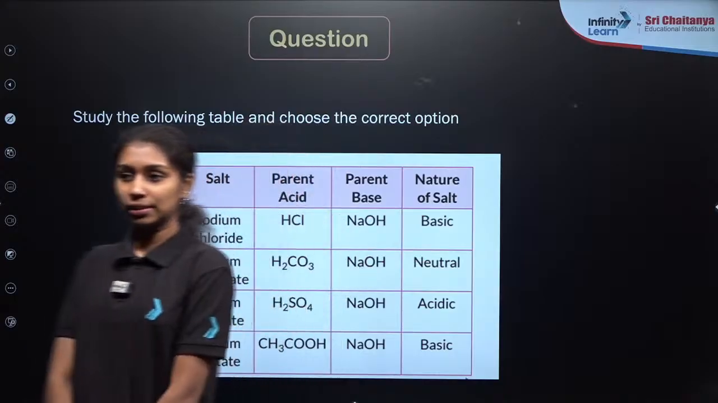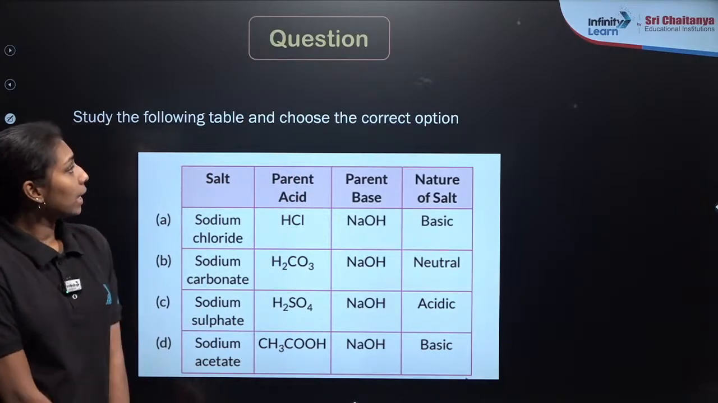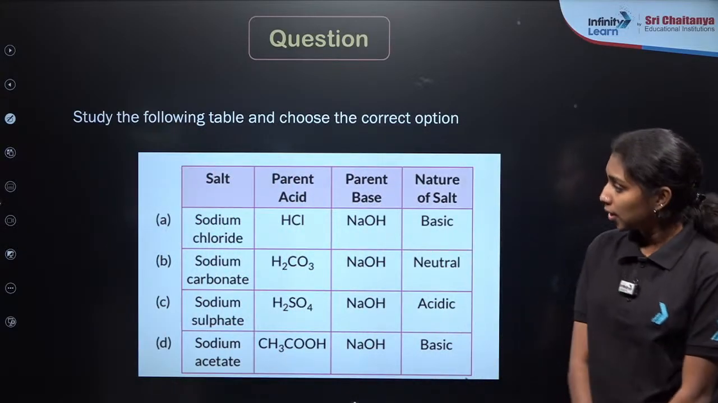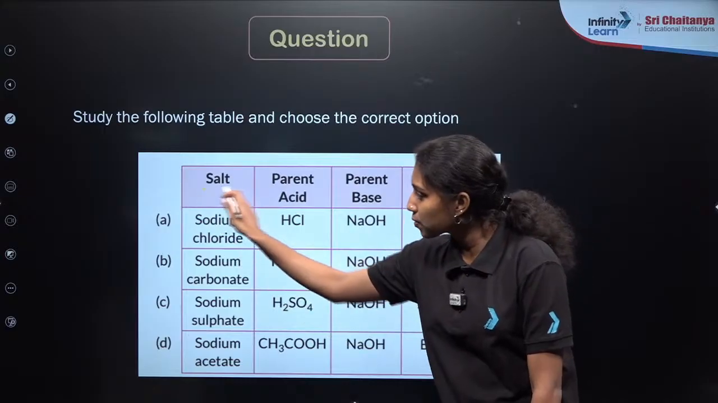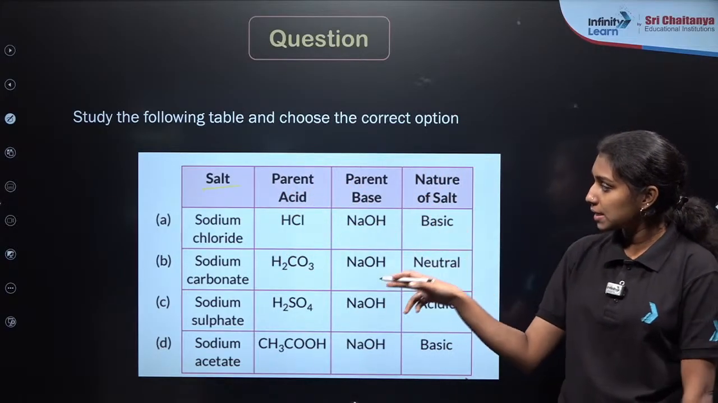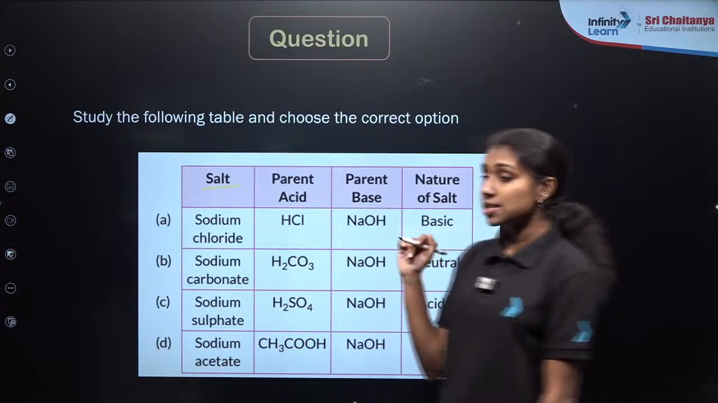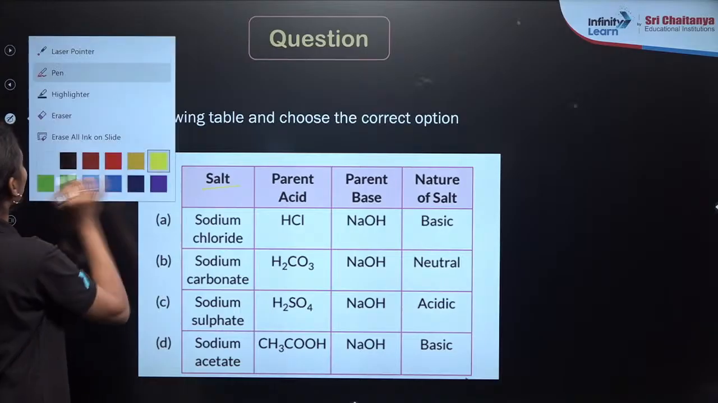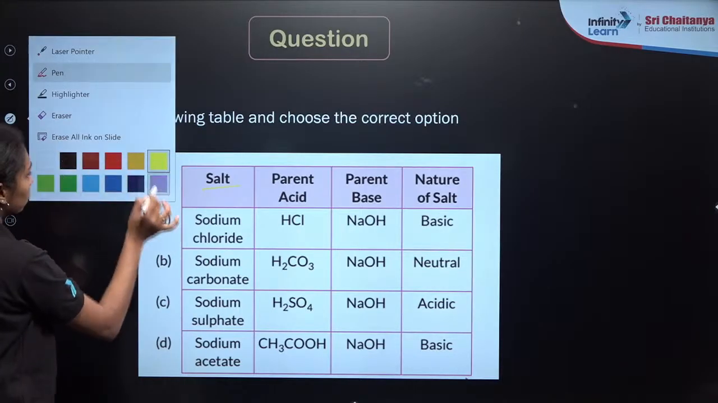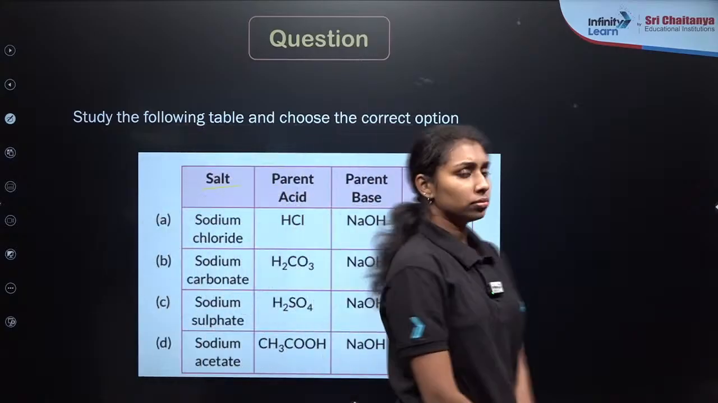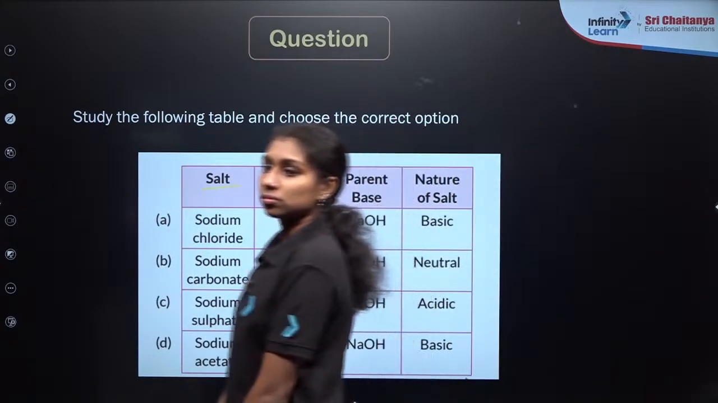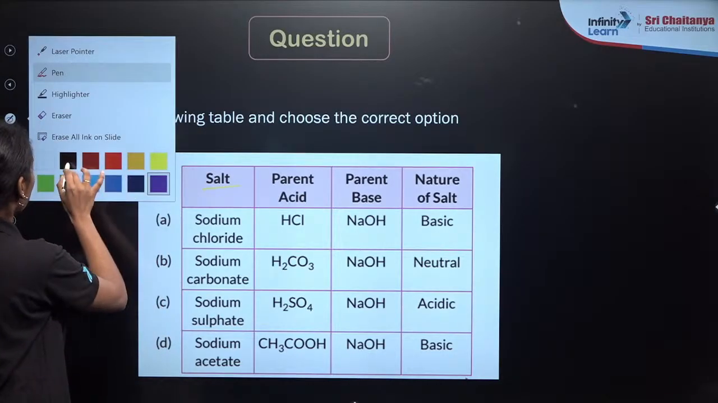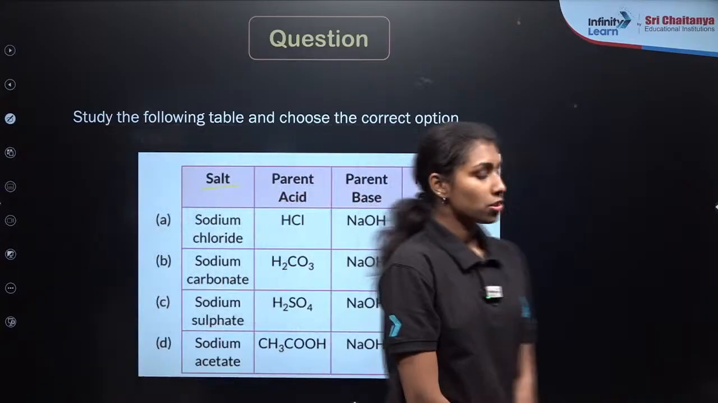Here is our next question. Study the following table and choose the correct option. I hope you can see the table properly. The first column gives the name of the salt, the second column is the parent acid, the third column is the parent base, and the last column is the nature of the salt. Study the table properly, then let me know the correct option given here. So which one will be the correct option?